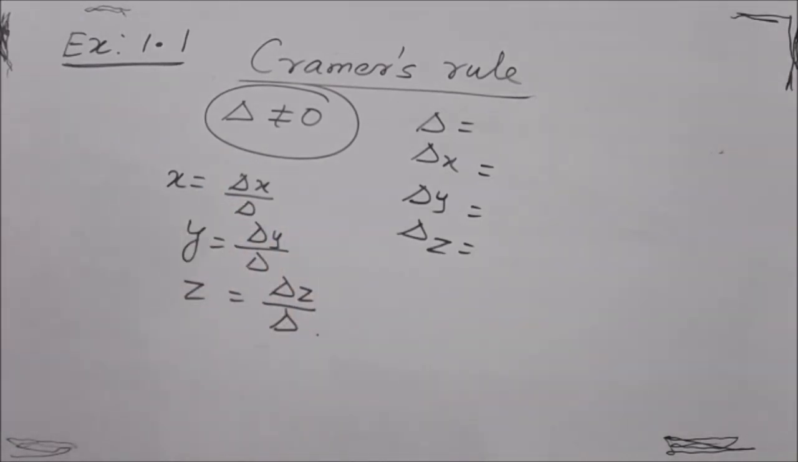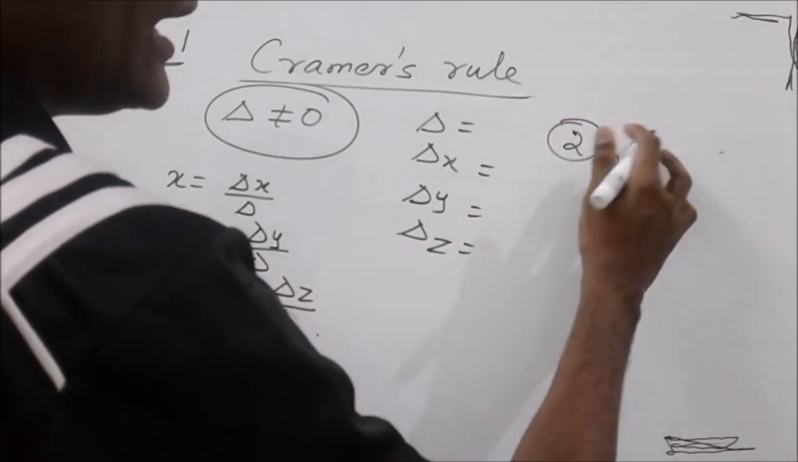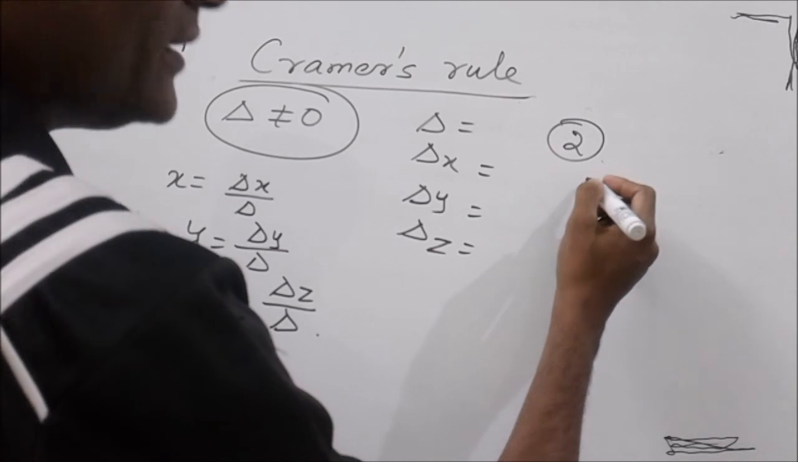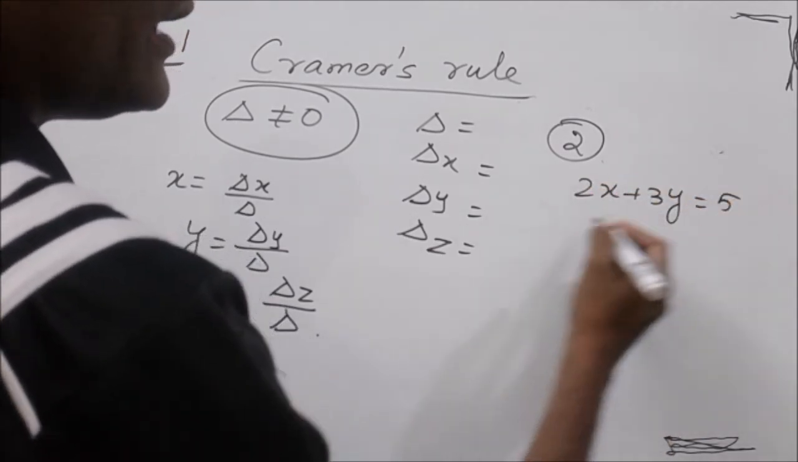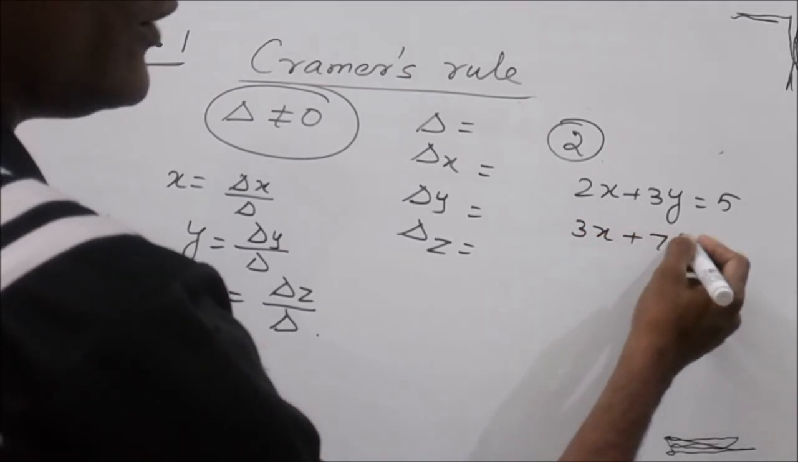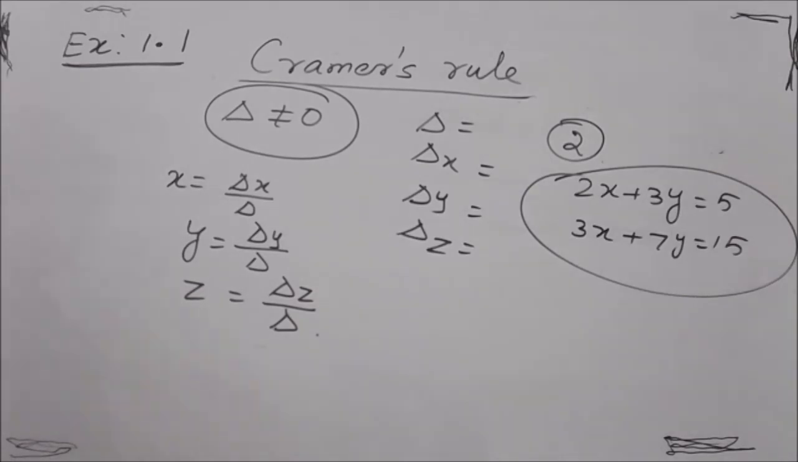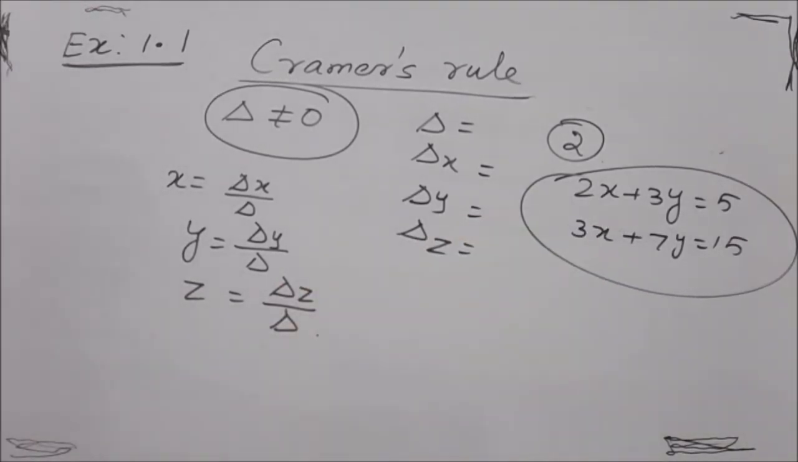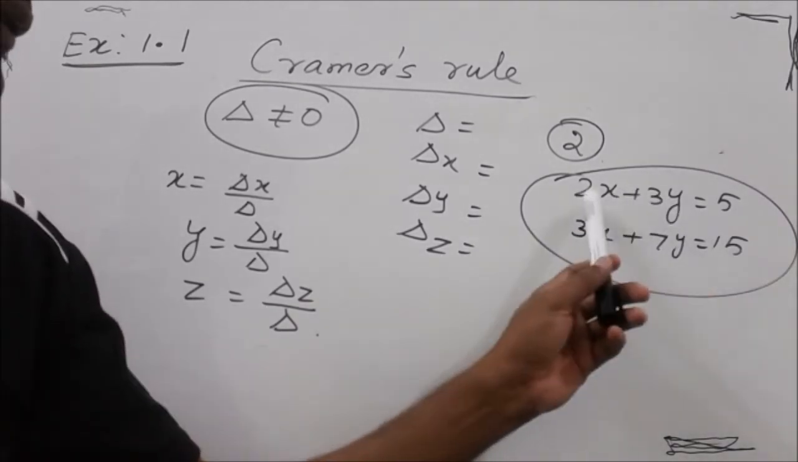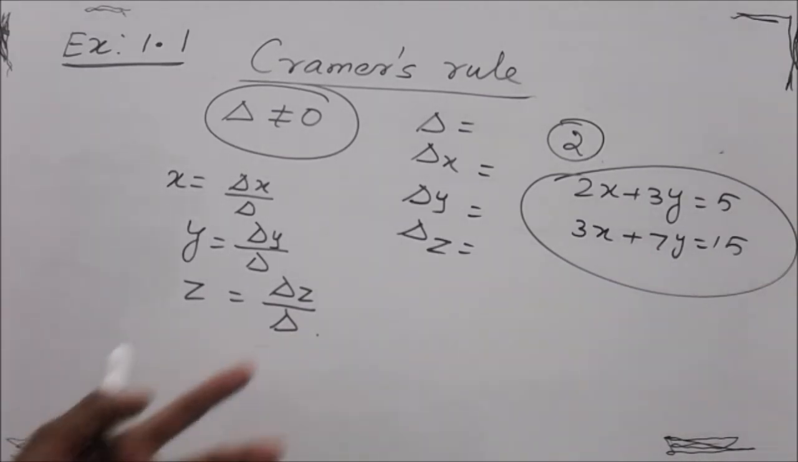In these typical problems, for 2 marks, a 2 by 2 system of equations is given, for example 2x plus 3y equals 5 and 3x plus 7y equals 15. These types of equations will be asked in 2 and 3 marks. Solution of a system of equations in two unknowns will be asked only in 2 and 3 marks.